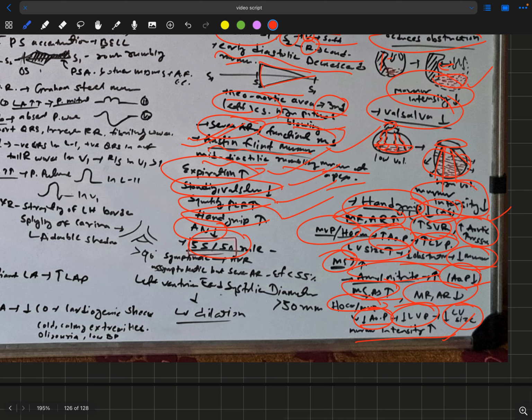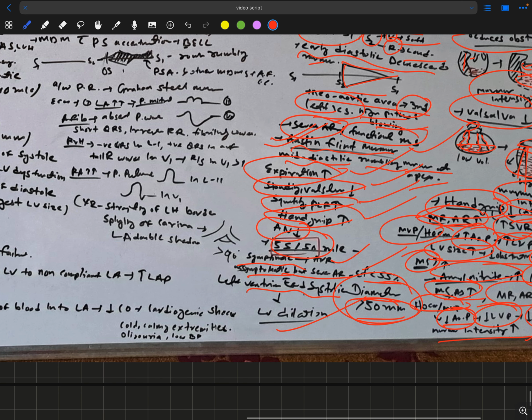So the 55-50 rule. If the ejection fraction is less than 55% or the left ventricular end systolic diameter is more than 50 mm, then we have to treat the patient. In a symptomatic patient we have to do aortic valve replacement. In an asymptomatic patient, if the 55-50 rule is met, then we will do the treatment. Left ventricular end systolic diameter more than 50 mm is due to LV dilatation.